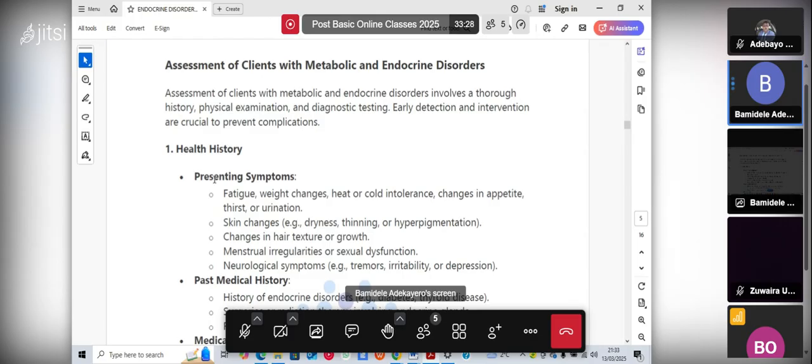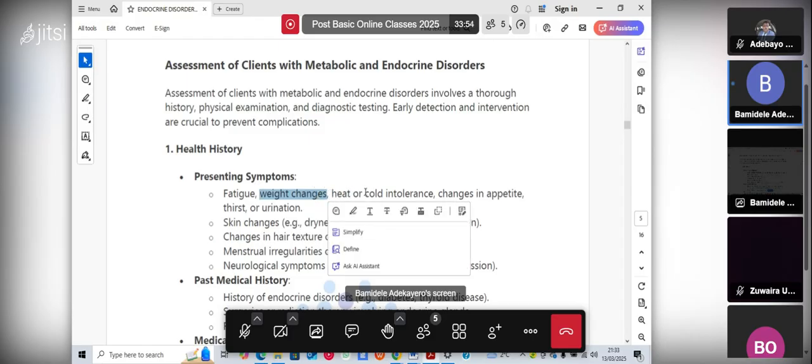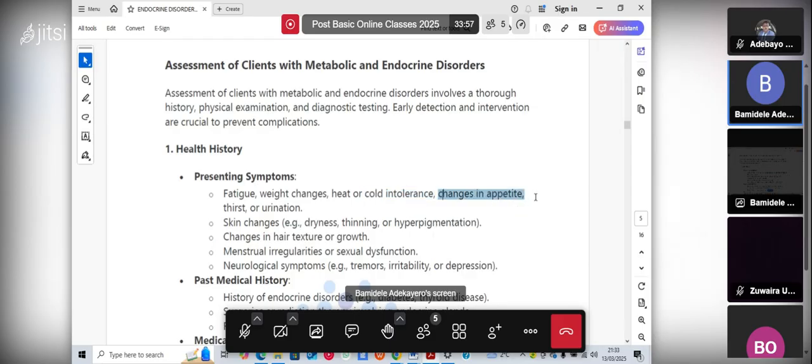an array of symptoms that can be presenting. So this is not specific to a disorder per se, but this is just a general overview of presenting complaints of patients with endocrine disorder. So, for instance, if somebody says he or she's always fatigued, there's weight loss here, okay, and the person has cold intolerance, okay, there's low appetite, okay. What does that tell you? That means this person probably has hypothyroidism.